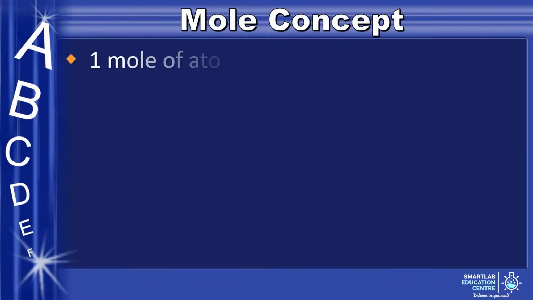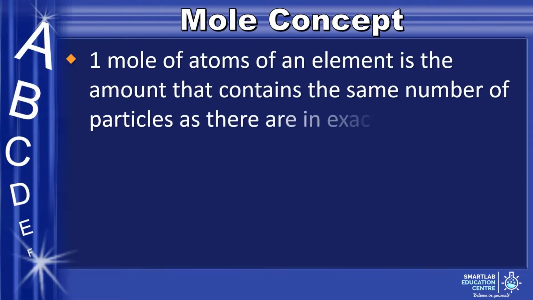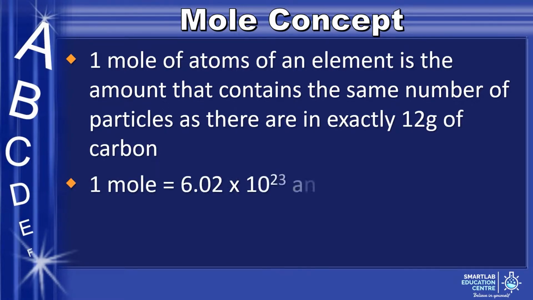1 mole of atoms of an element is the amount that contains the same number of particles as there are in exactly 12 grams of carbon. 1 mole is 6.02 times 10 to the power of 23 and is also termed as the Avogadro constant.